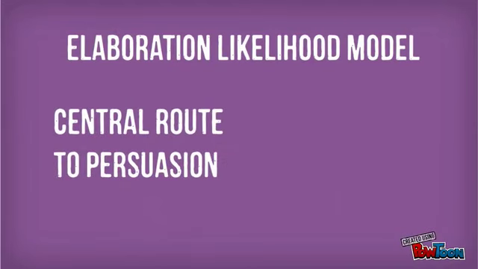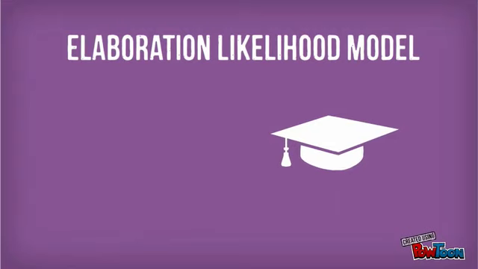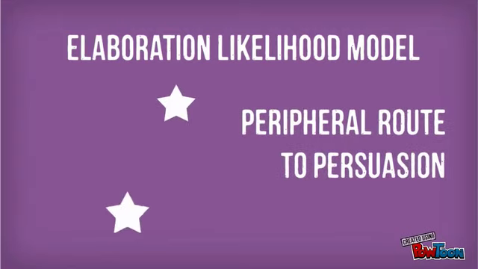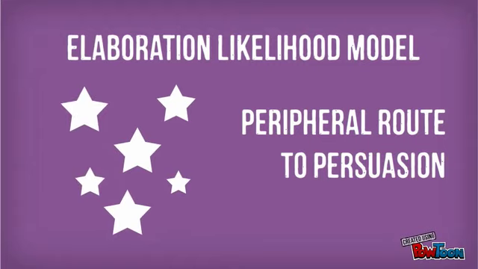The central route to persuasion, when people are motivated and therefore desire to take in the content, and secondly, the peripheral route to persuasion, which is when the audience is affected by the surface characteristics only.